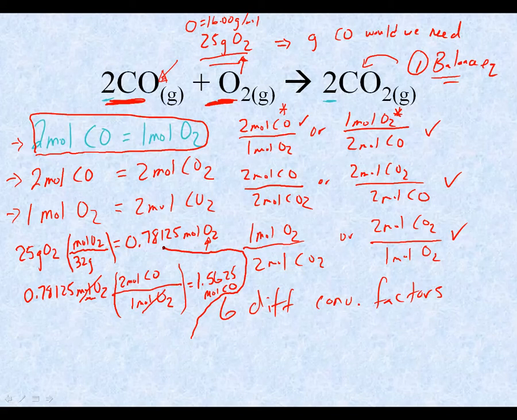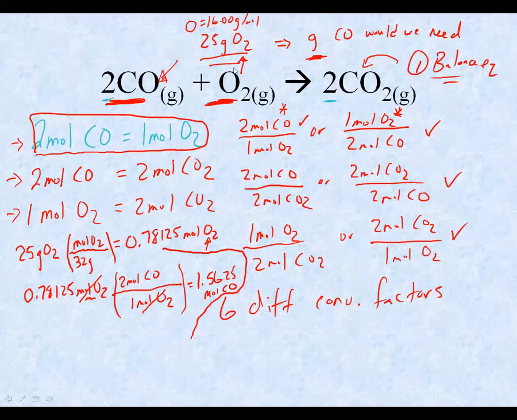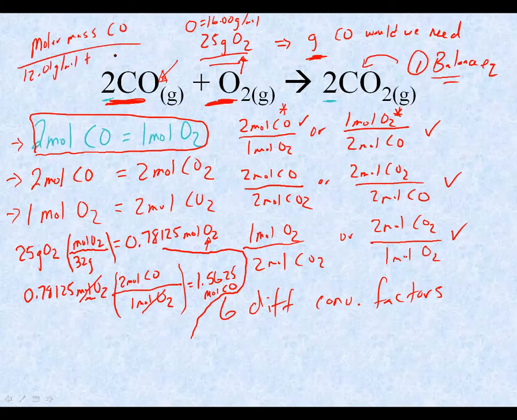But in this case, another important thing is we're not looking for moles at the end. We're actually looking for grams. So that's going to require us to go back to the periodic table, now that we're in moles, and figure out the molar mass of CO, because that's where we're at right now. Again, that'd be 12.01 from the periodic table, plus 16 from the periodic table for the oxygen. And that's going to give us a molar mass of 28.01 grams per mole.